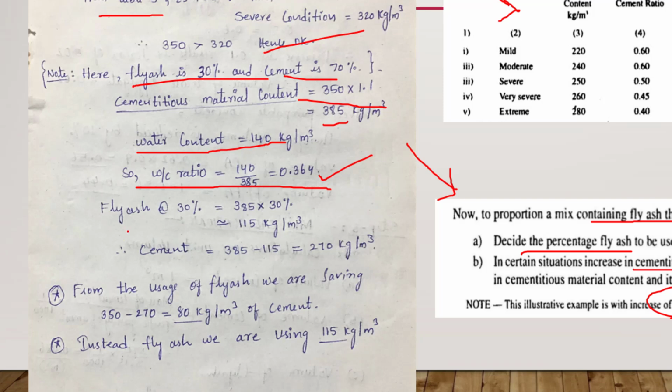Next, fly ash, we already assumed 30%. So 385 is the total cementitious material. Here 385 multiplied by 30%, we'll get 115, and cement is 385 total minus 115, we get 270. So here we are saving approximately 80 kgs of cement. Okay, 80 kgs of cement we are saving, and instead we are using fly ash. So it is very economical, right? So that's what we are doing in this mix.